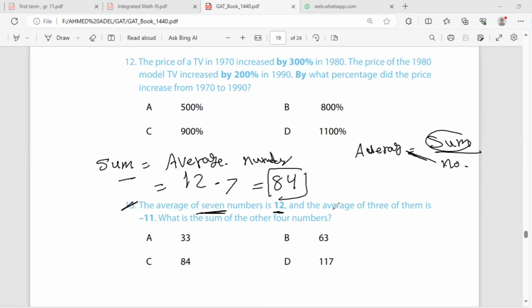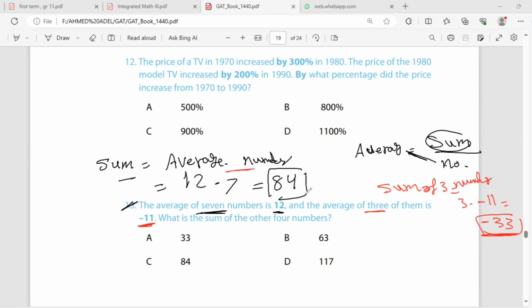The first 3, and the average of 3 of them is negative 11. So the sum of 3 of them equals 3 times negative 11, which is negative 33. The sum of the 3 numbers equals negative 33.